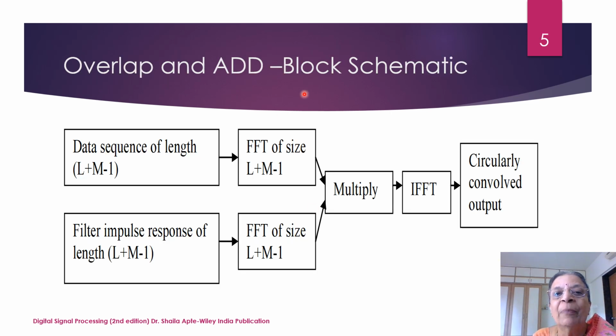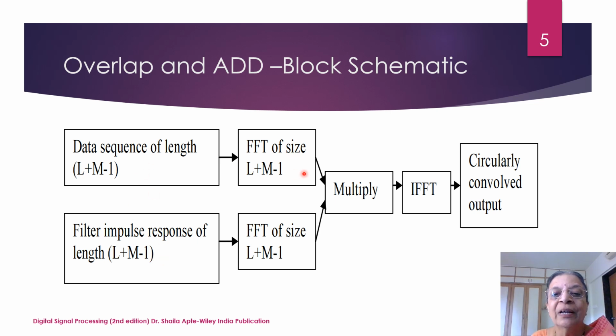First algorithm is overlap and add. This is a block schematic for the overlap add algorithm. What are we supposed to do? The data sequence and the filter impulse response will both have length L plus M minus 1. L is the number of points in the data sequence, M is the number of points in the impulse response, but here we will add M minus 1 extra zeros to the data, and to the impulse response we will add L minus 1 extra zeros, so that both will have the length of L plus M minus 1.